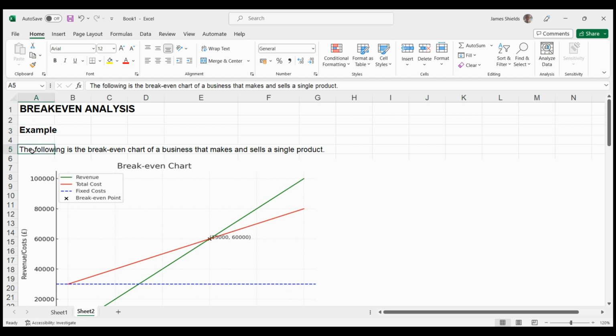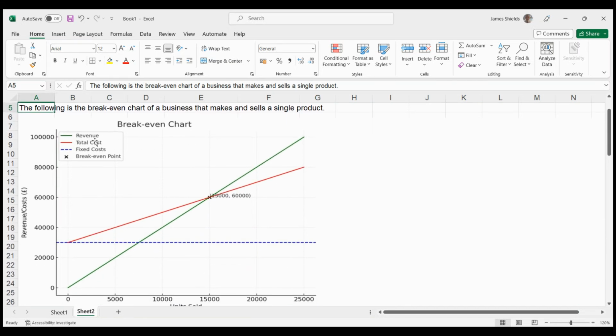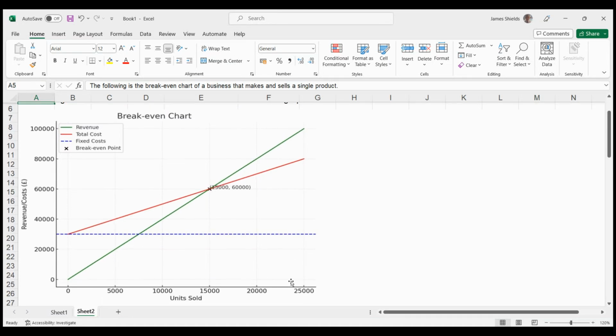So the following is the break-even chart of a business that makes and sells a single product. The key here: the revenue is the green line. It starts at 0, going all the way up to 100,000 on the left for revenue, and 25,000 number of units at the bottom. Total cost is the red one. That's going to be based at 30,000. It starts at 30,000, and the fixed costs are the 30,000. The break-even point is the cross in the middle. So it's 15,000 units at £60,000 revenue or costs.